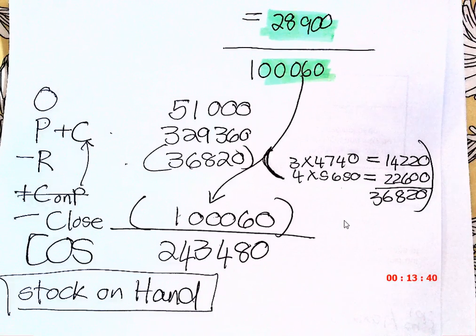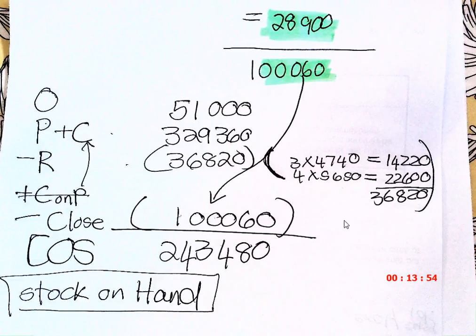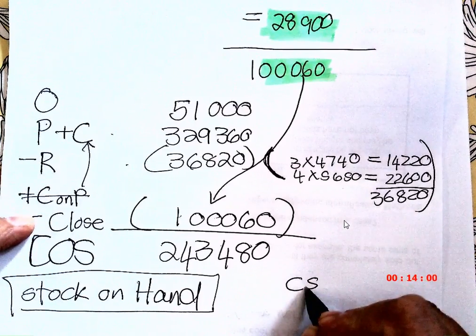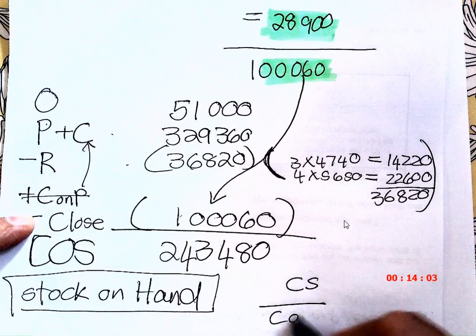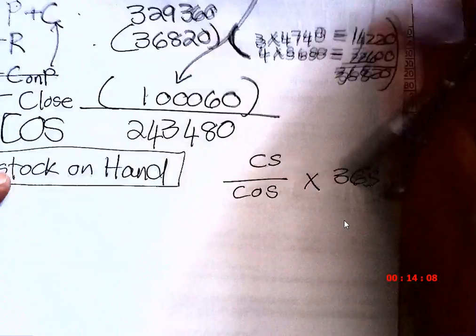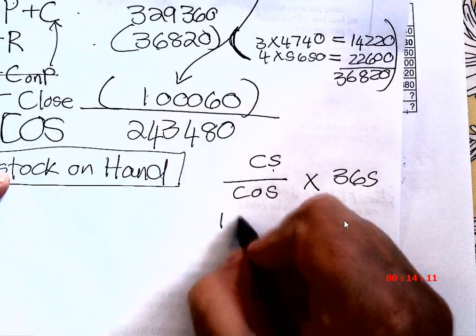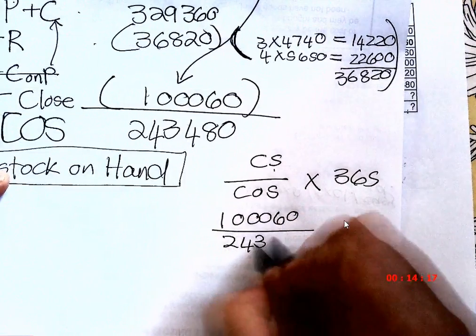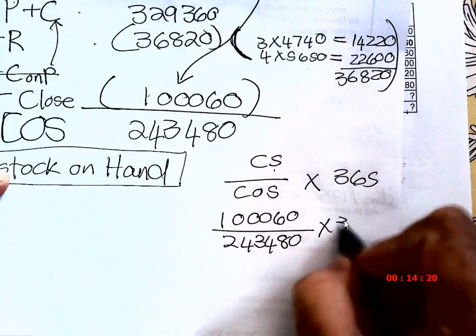But what they will most 9 out of 10 times ask you is they will say, calculate how long the final stock will last the shop. So what are you then going to do? You're going to take the closing stock on the cost of sales times 365. You see? And we have the closing stock is 160. Cost of sales is 243,480 times 365 is going to give me days.